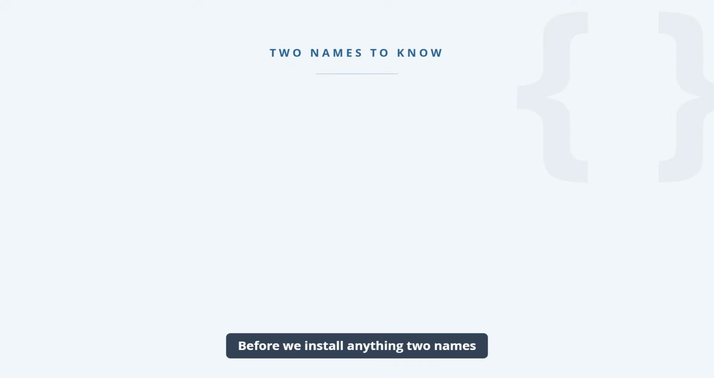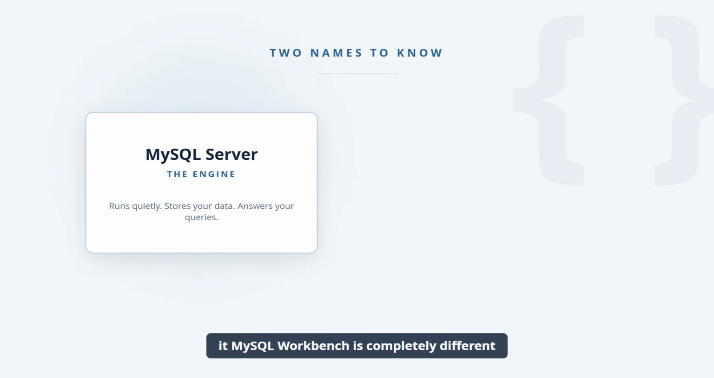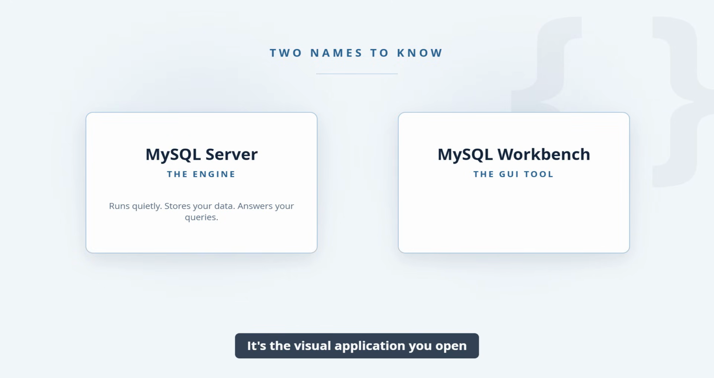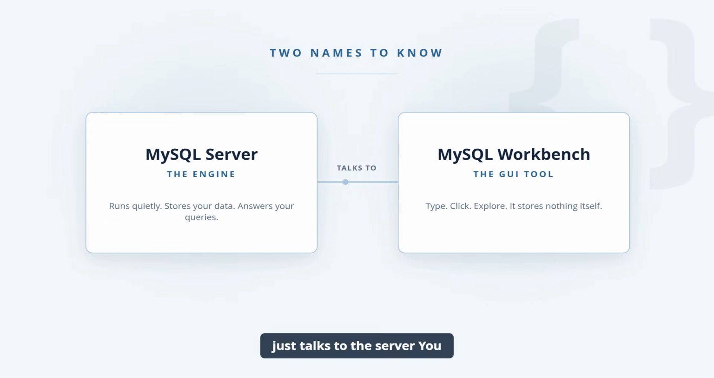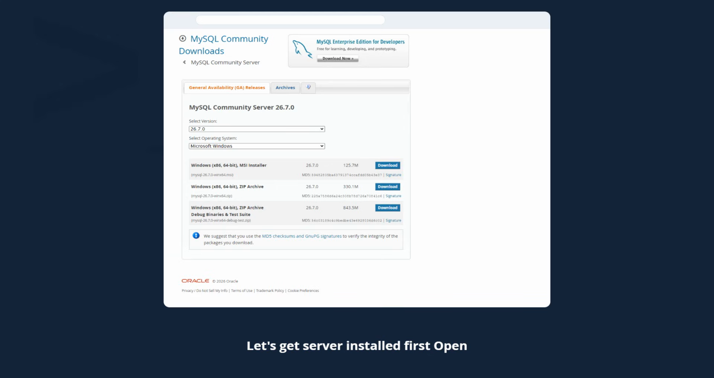Before we install anything, two names you need to keep straight. MySQL Server is the actual database engine. It's the program that runs quietly in the background, storing your data on disk and answering questions about it. MySQL Workbench is completely different. It's the visual application you open, type into, and click around in. Workbench doesn't store anything itself. It just talks to the server. You genuinely need both installed. And in that order, server first. Let's get server installed first.